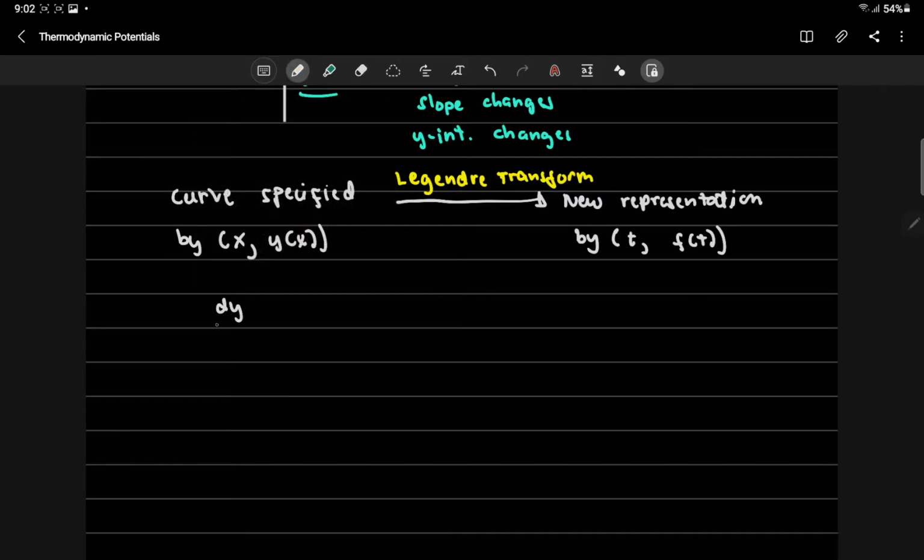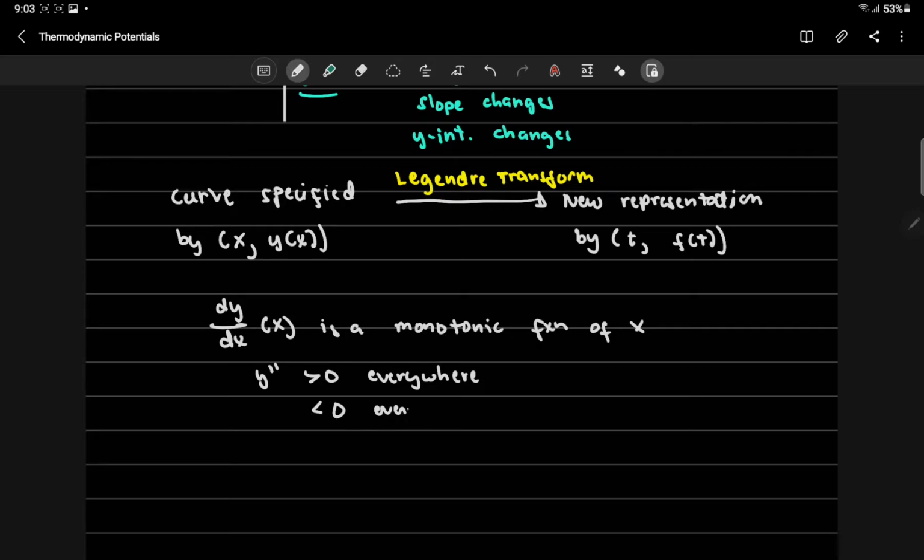Dy dx will change, right? So, ibig sabihin, function siya ng x. We are assuming that it's a monotonic function of x. Ang ibig sabihin lang niyan is that yung second derivative mo dapat should be greater than 0 everywhere, or less than 0 everywhere. Okay? Isa lang dapat. Either greater than 0 or less than 0.